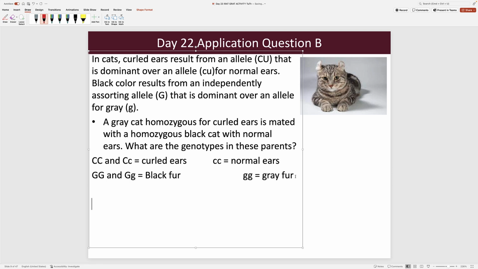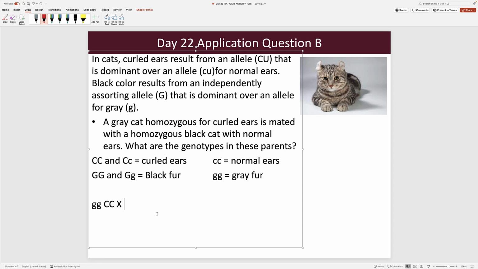So they say in this problem, a gray cat homozygous for curled ears is mated with a homozygous black cat with normal ears. What are the genotypes of these parents? So let's start with the gray cat. The only way the cat can be gray is if they are little g, little g. That's the only way you can have the gray coat color. And then as far as curled ears is concerned, the problem tells us that they are homozygous for curled ears. So we know they have to be big C, big C.